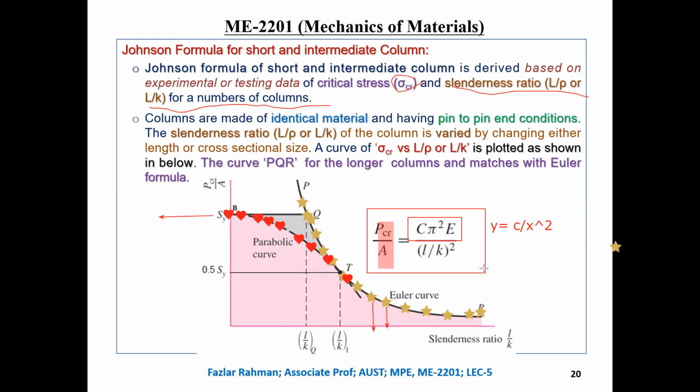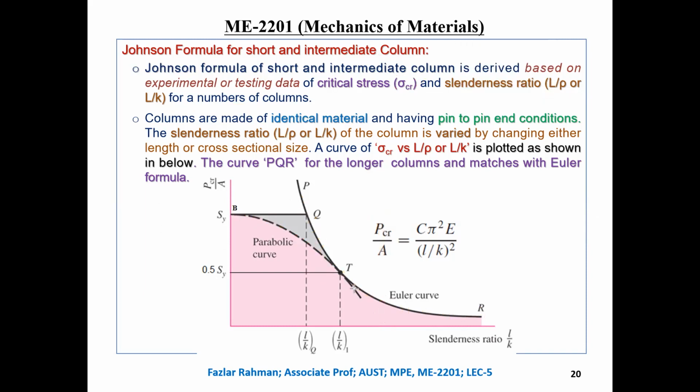Now, the red color with the heart sign, the dotted line, means you are getting line BT, right? I was drawing this line with the heart sign, and that means he found two lines.